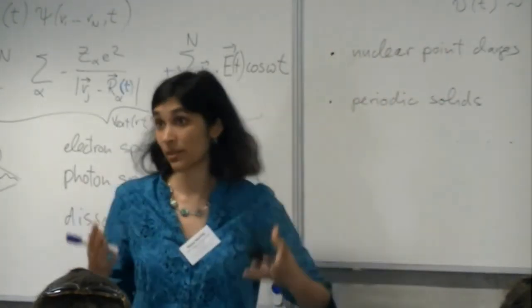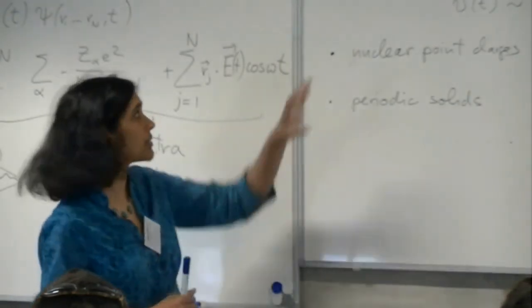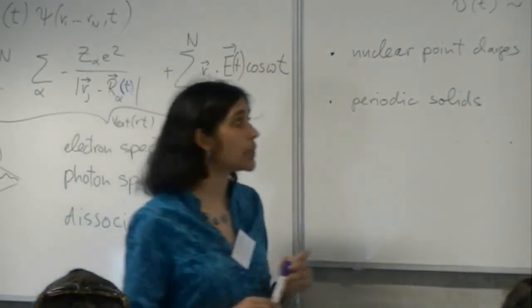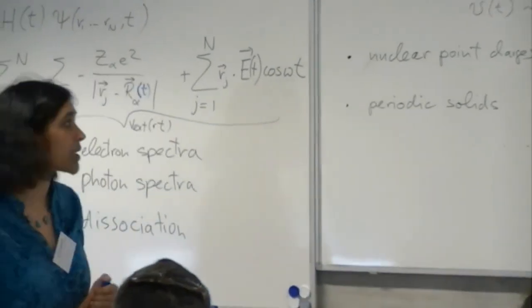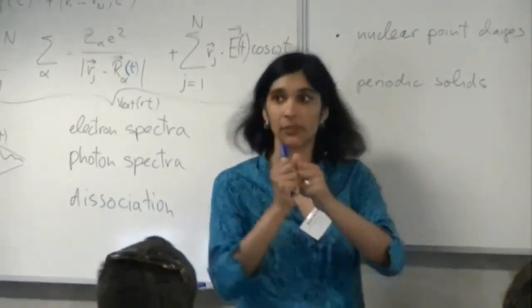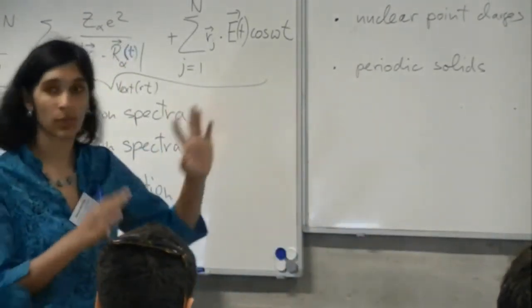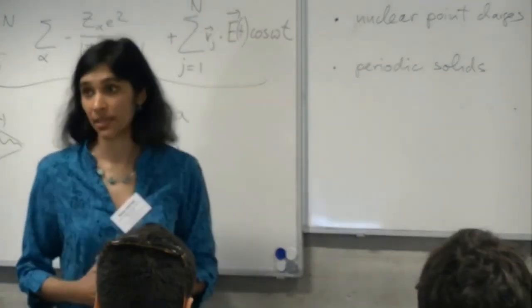So these are important mathematical concerns, if you like, but as for the practical ramifications, it's not so important. For periodic solids, one should be a bit more aware, because the point is that if you have a macroscopic current going through the system, then you can show that the one-to-one mapping breaks down. So there you have to use something like current density functional theory.